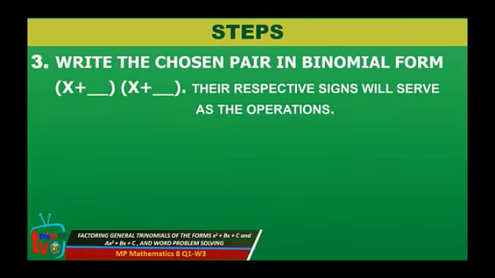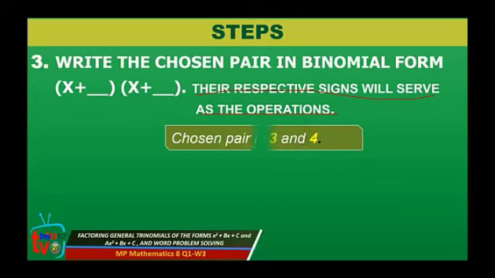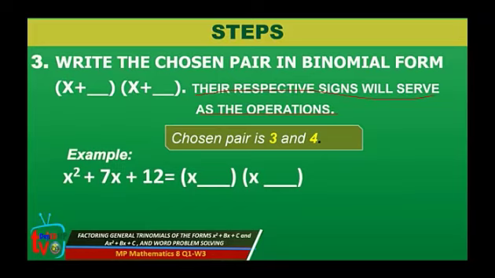Third, we write the chosen pair in binomial form, the quantity x plus blank times the quantity x plus blank. The respective signs will serve as the operations. Remember, the chosen factors are 3 and 4. Since 3 and 4 are both positive, we use addition. Thus, the final factors are x plus 3 times the quantity x plus 4.